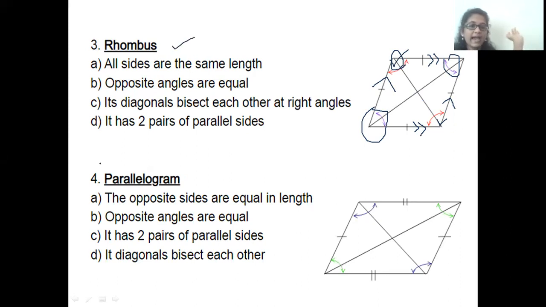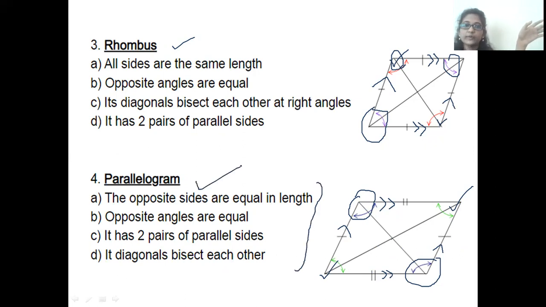Okay, and the next one is a parallelogram. So in a parallelogram also we can find two pairs of parallel lines. These two are parallel to each other, and here also these two are parallel to each other. Okay, and the opposite sides are equal, as you can see. And also diagonally opposite angles are equal. This angle is equal to this one, and these two are equal to each other. And also we can draw a diagonal line from these two corners, and they bisect each other here. Okay, so these are the common properties that we can find from a parallelogram.